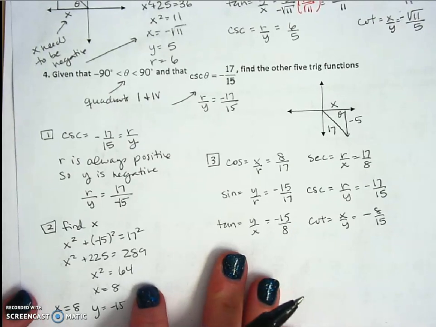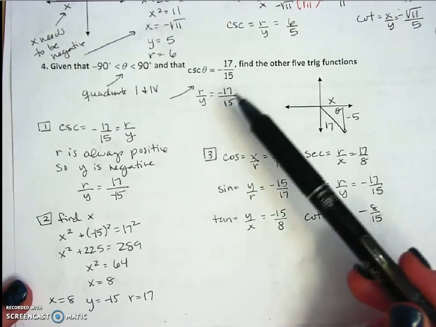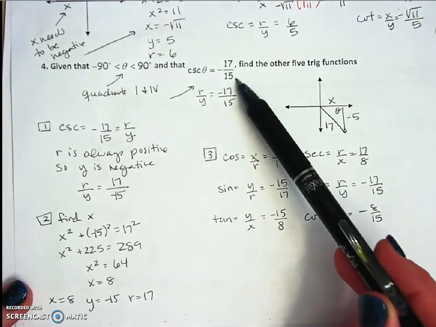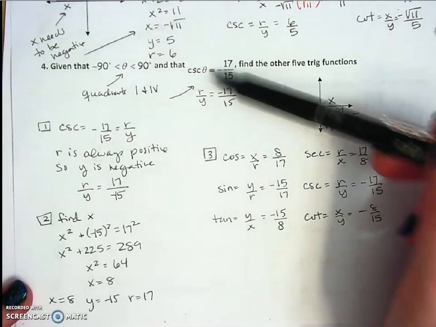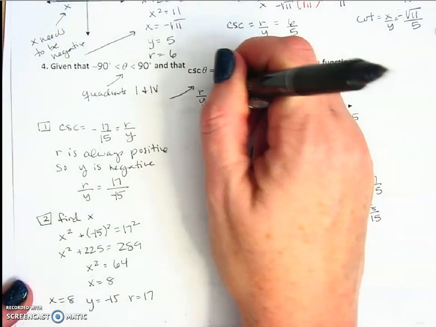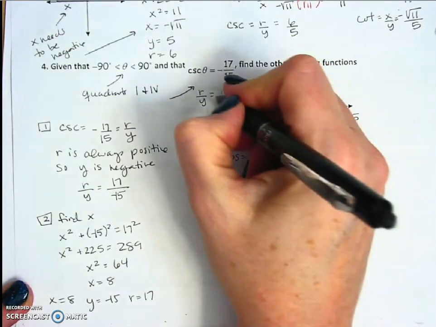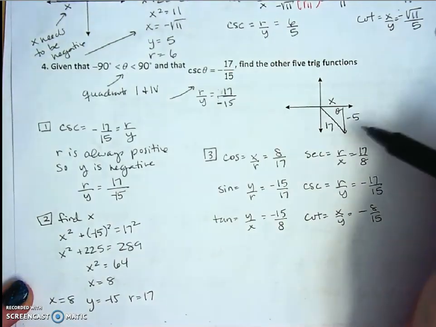All right, here is my work for this problem. Pause the video if you need to. We started out with this cosecant ratio, negative 17 over 5. We know that cosecant is r over y. We know that r is positive, which means that my y value is negative.